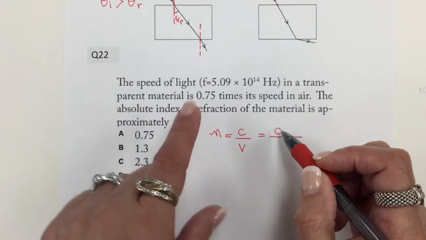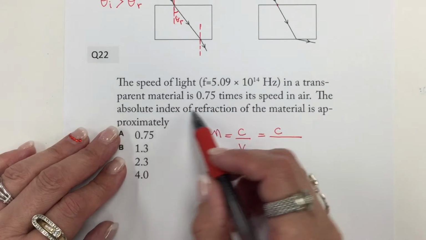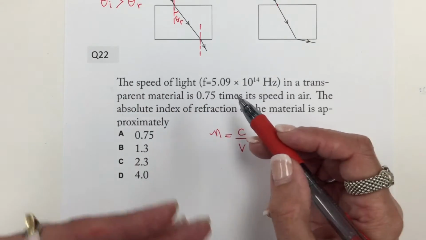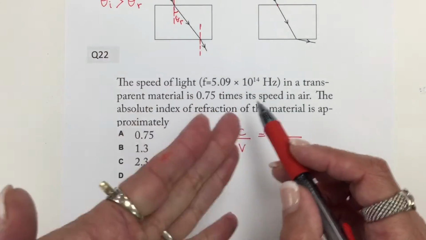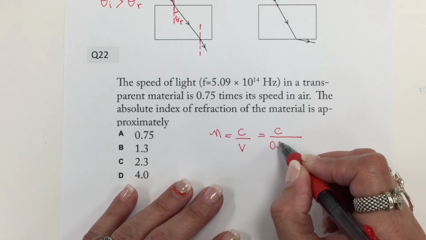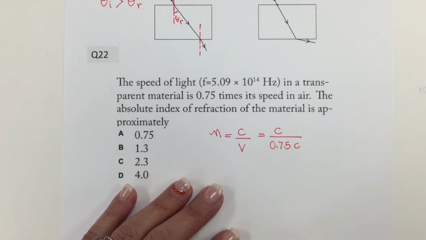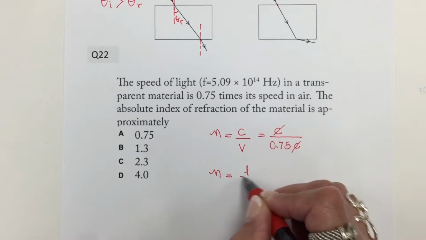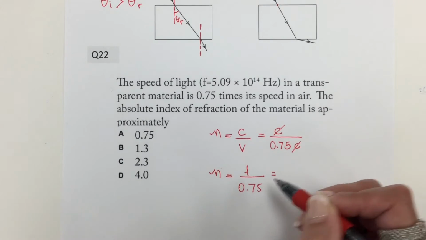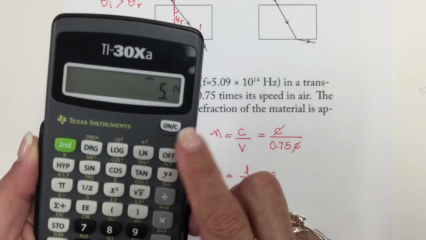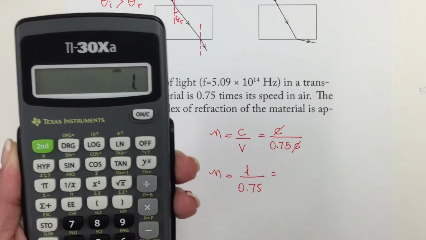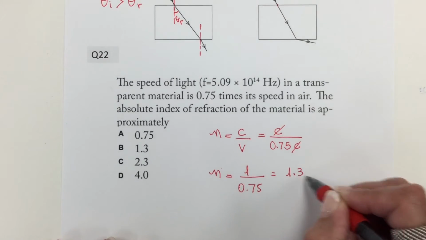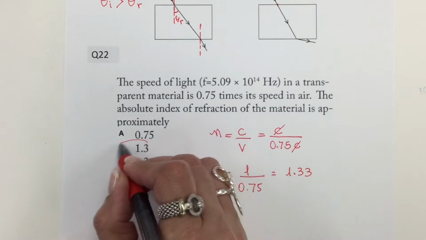So there will be c, but the speed of the light in the material is like 75% of the speed of light in the air, or 0.75. So we can write it this way, 0.75 c over c. So we cancel c, and n is 1 over 0.75. So now, let's use our calculator here. So 1 divided by 0.75 is 1.33. So 1.33. So the best option is B.